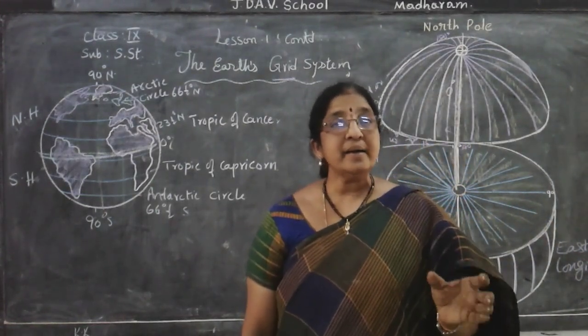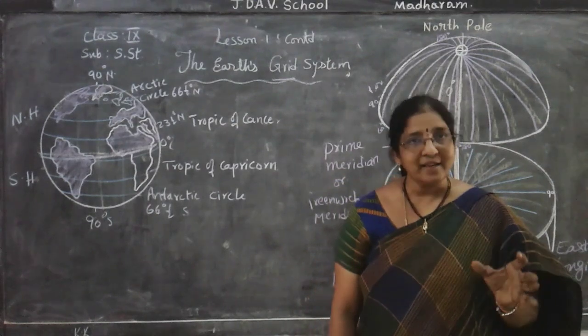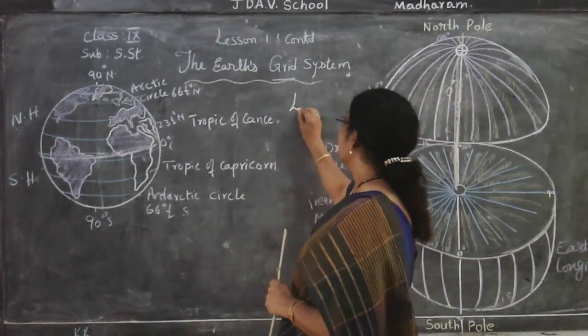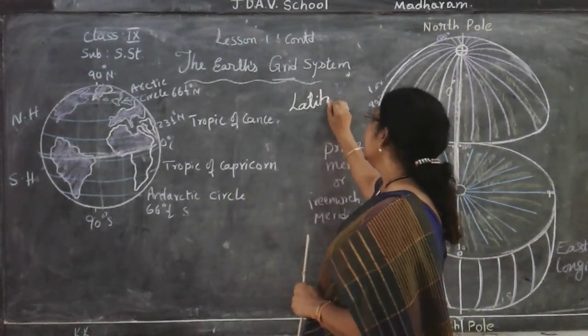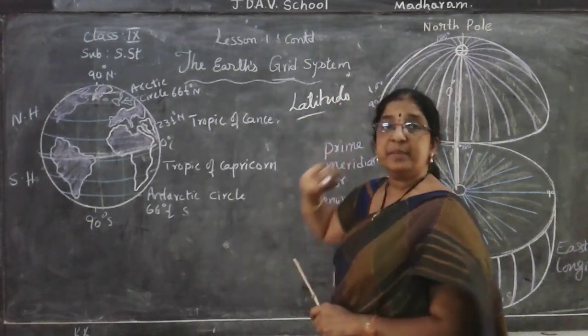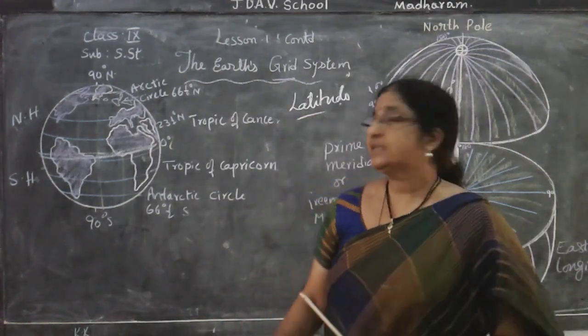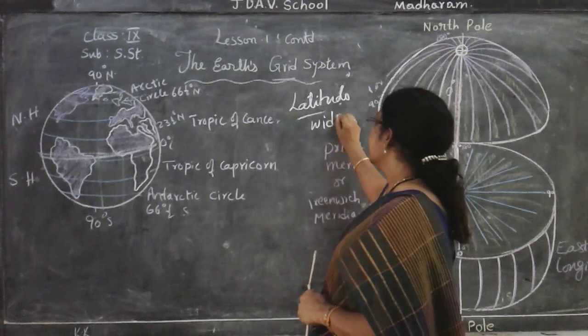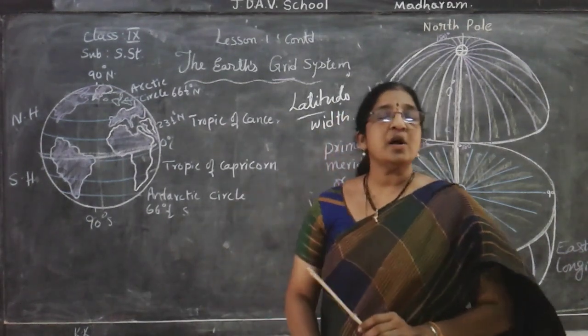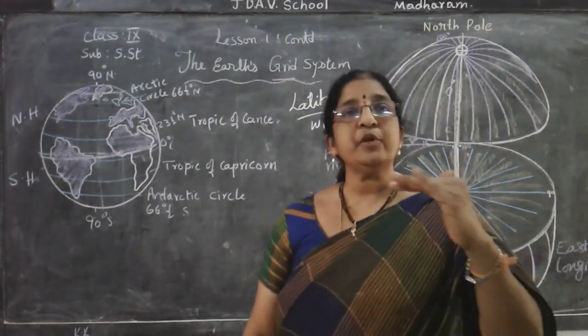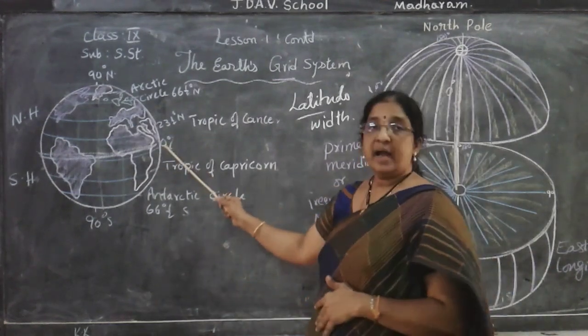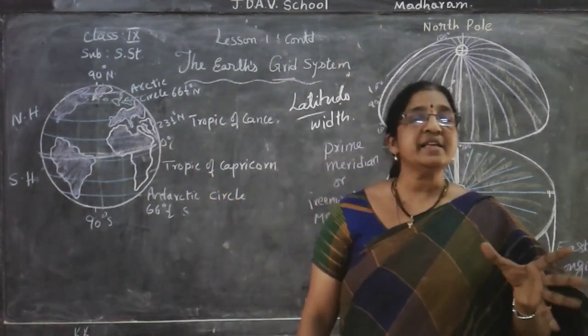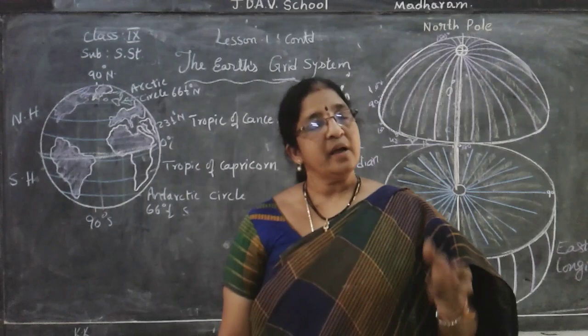The word latitude is derived from the Latin word latitudo. Latitudo means width. Why is it called that? Because all of them are taken at equal intervals. And on the globe, these imaginary lines are what we call the grid system.